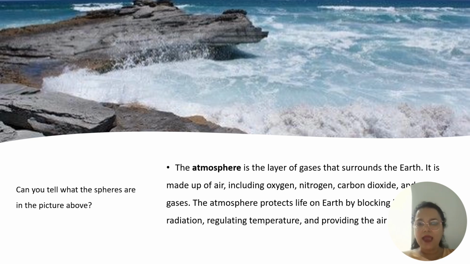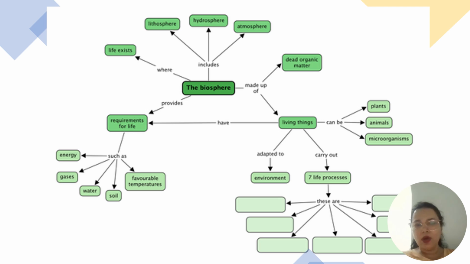All these interact with each other to support life, and the atmosphere also protects the Earth by blocking the harmful UV rays from harming us. It also regulates temperature and it provides us with air. Now, we know everything that I just discussed, we can discuss in a mind map.